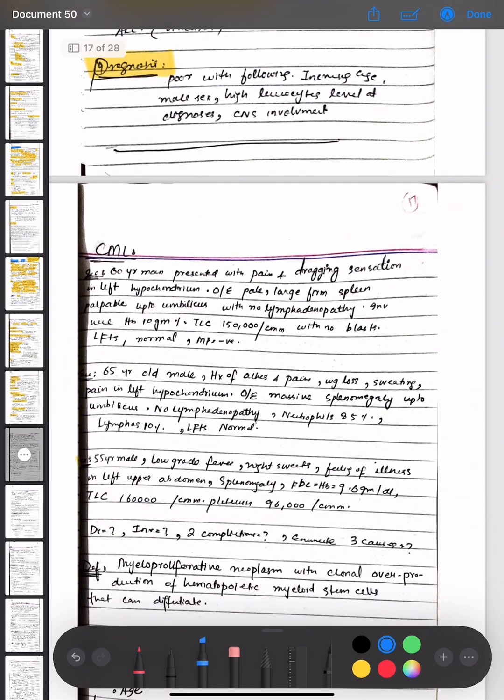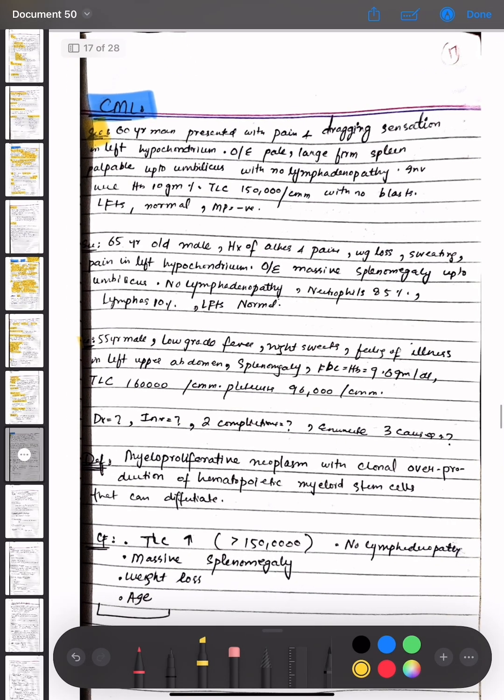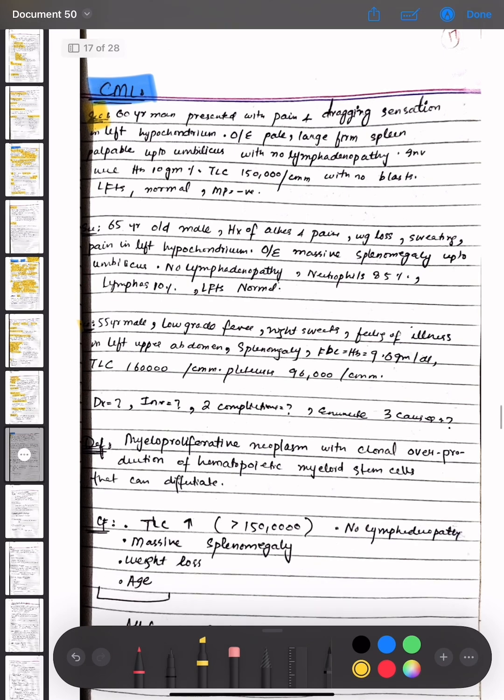Now coming towards the next, that is CML. We have a scenario of a 60-year-old man presenting with pain and a dragging sensation in the left hypochondrium. On examination, he is pale and has a large spleen, palpable up to the umbilicus, with no lymphadenopathy. Investigation shows HB 10 gram, TLC 1,50,000 with no blasts, LFT is normal, and MP smear is negative.